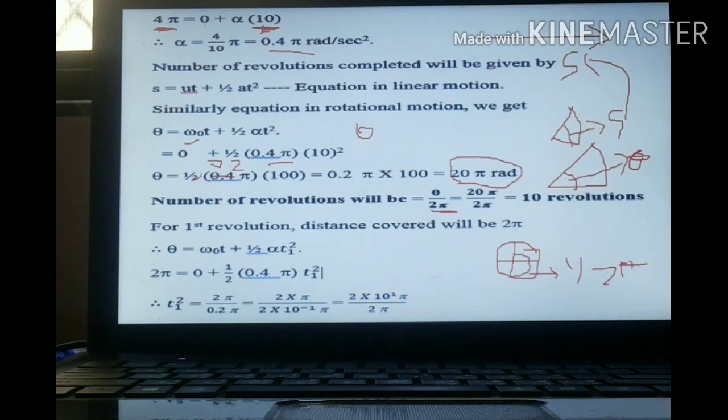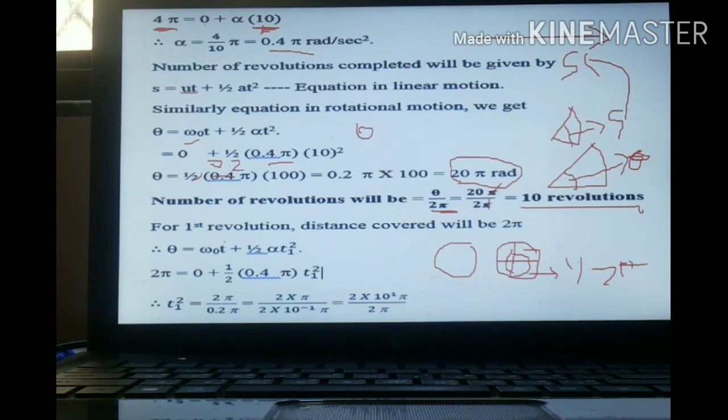When the object is moving from here to here, we consider it pi. Again from here to here, we consider another pi. So pi plus pi is 2 pi. Whenever the object is moving in a circular manner, it is completing a revolution of 2 pi. Over here theta's value is 20 pi, and for one revolution it is 2 pi. So the number of revolutions completed is 20 pi upon 2 pi. The 2 tens and pi will get cancelled, so the total number of revolutions is 10.